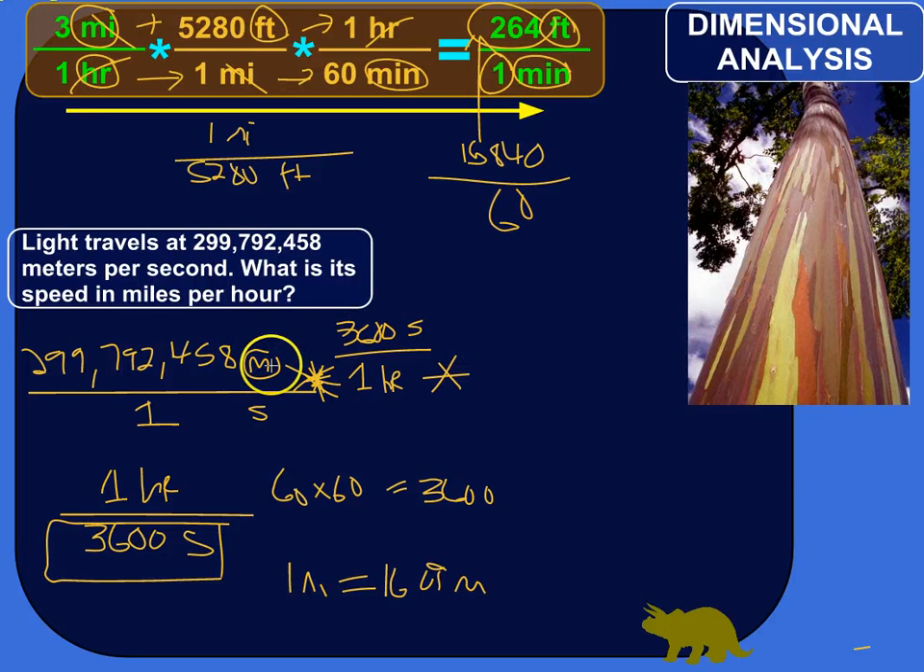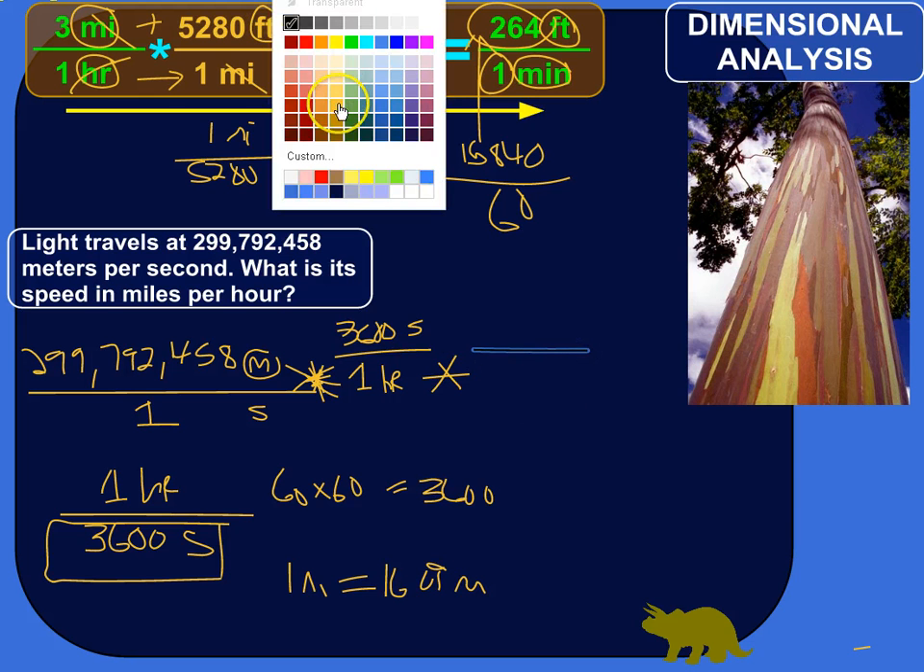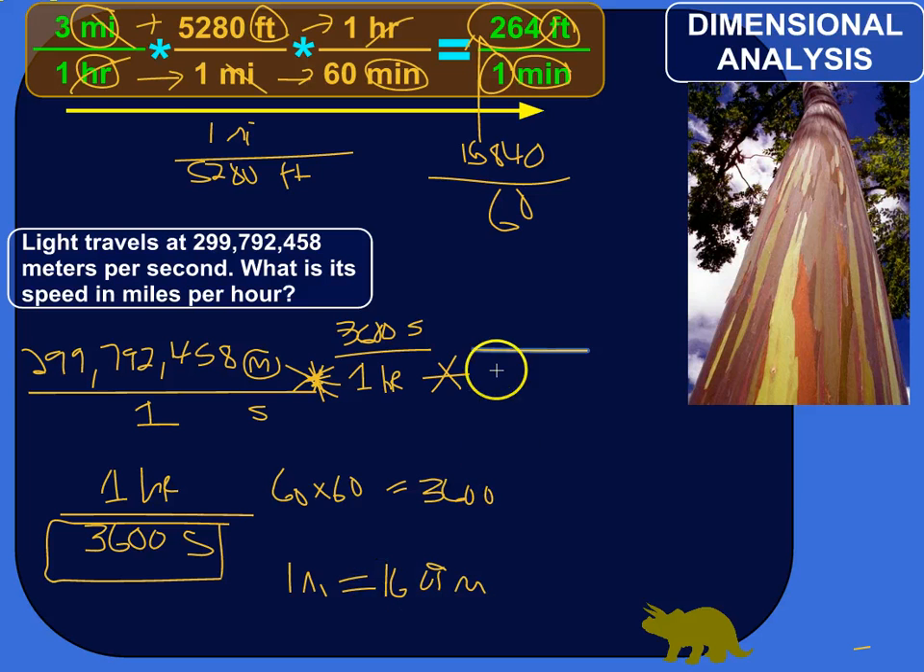So I want to cancel out meters because what I'm going for is miles. So for my conversion factor between miles and meters, I'm going to put meters on the bottom. So 1 mile is 1,609 meters, roughly speaking. It's rounded a little bit. And then we've got 1 mile on the top. Okay, so hopefully you can read this. So our original rate is 299,792,458 meters per 1 second.